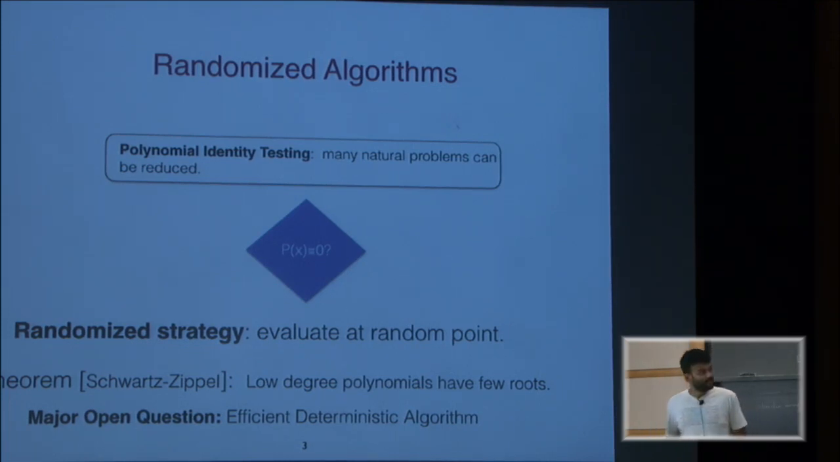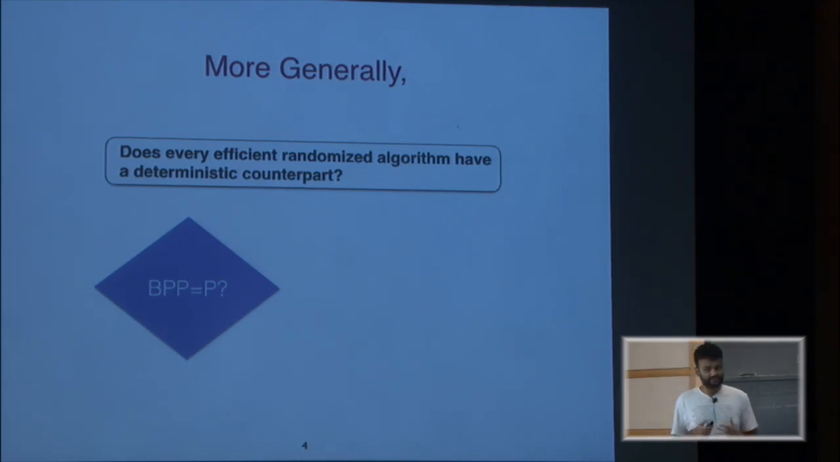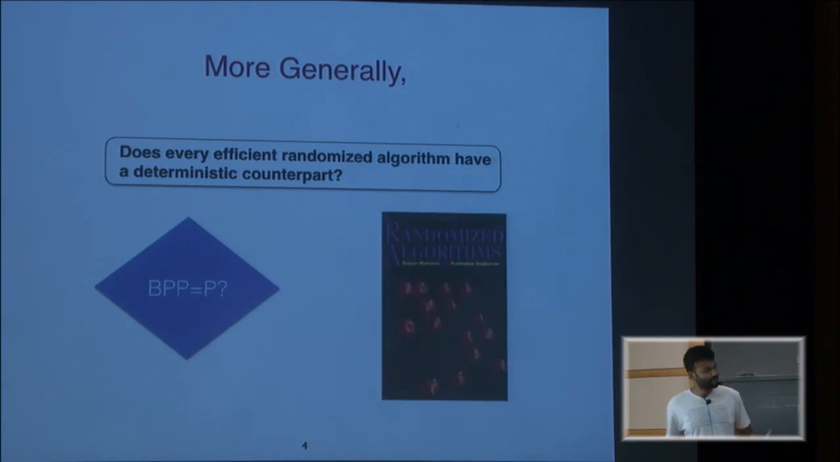So it's a major open question if you can do it efficiently in n and d. All right. More generally, it's a major open question again in computer science if every efficient randomized algorithm has a deterministic counterpart. BPP is the class of efficient randomized algorithms, and P is the class of problems which admit efficient deterministic algorithms, and whether they're equal. And you need to read this book.